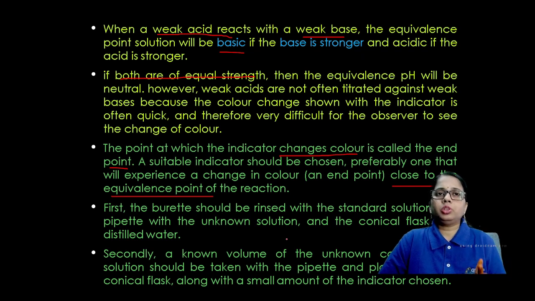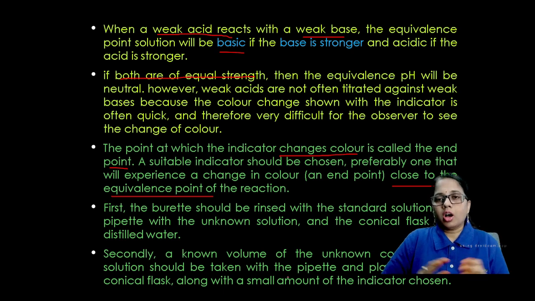As we know, titrimetry is performed by using a burette and conical flask. First of all, the burette has to be rinsed with the standard solution, the pipette with the unknown solution, and the conical flask with distilled water. That means all these are the basic concepts. In the conical flask we are going to take the analyte.